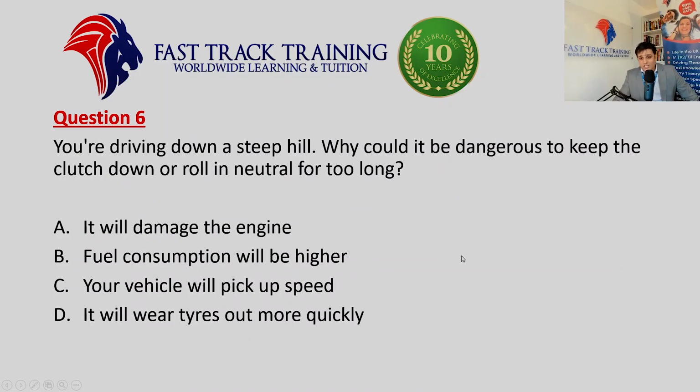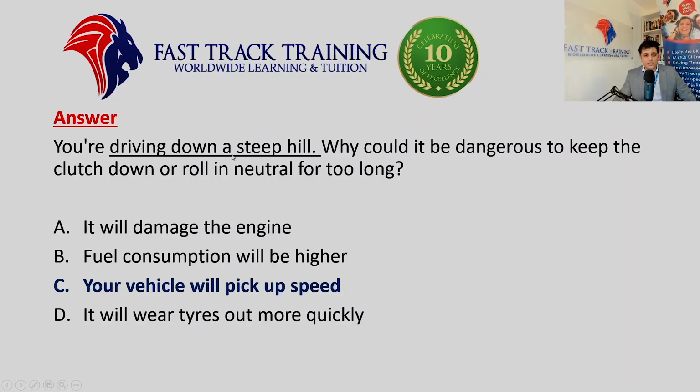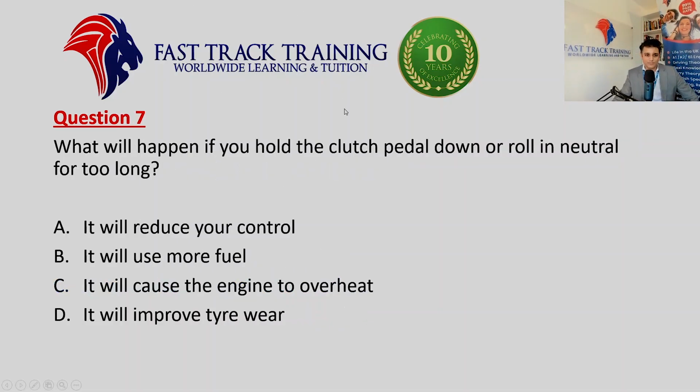You're driving down a steep hill. Why could it be dangerous to keep the clutch down or roll in neutral for too long? A, it will damage the engine. B, fuel consumption will be higher. C, your vehicle will pick up speed. Or D, it will wear the tires out more quickly. So the correct answer here is your vehicle will pick up speed. So if you're driving down a steep hill in coasting, it'll just pick up speed. That's the one thing that you have to remember for this one.